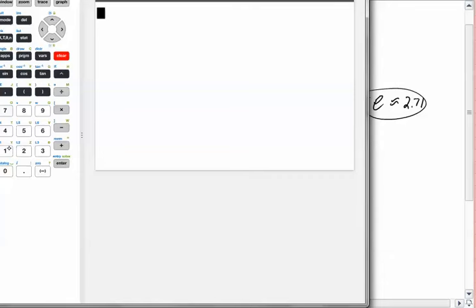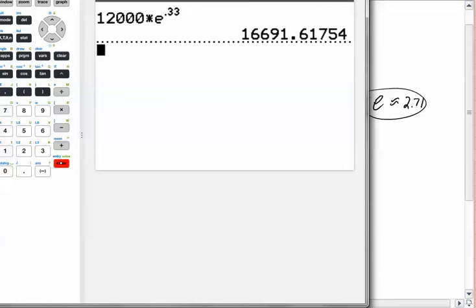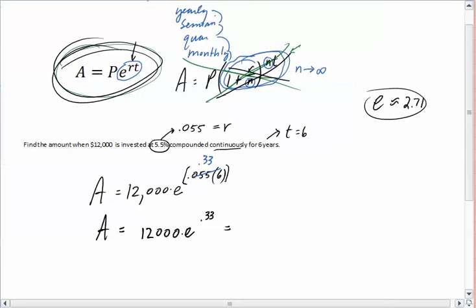Okay, so clear, 12,000 times, and I'm going to go second division, which is going to get me that e. Then I'm going to raise it to the power of 0.33 and enter. 16,691.62. And there it is.